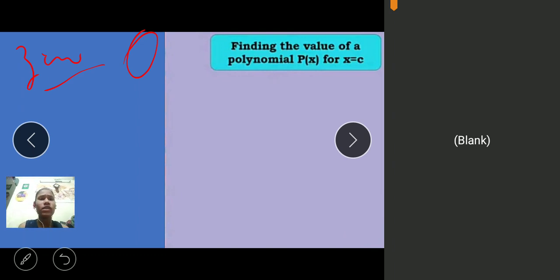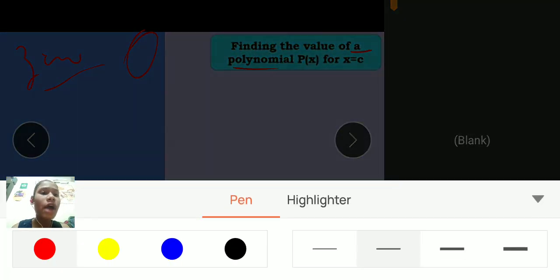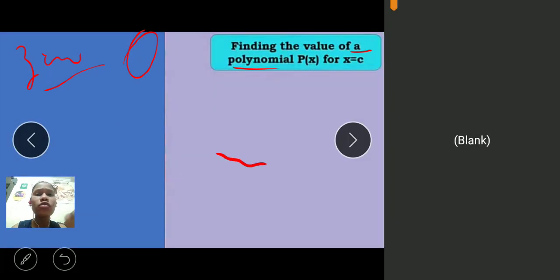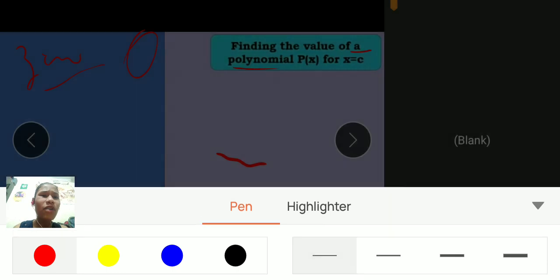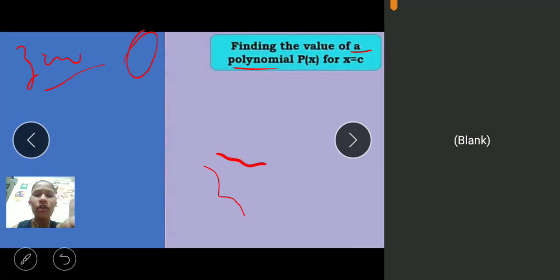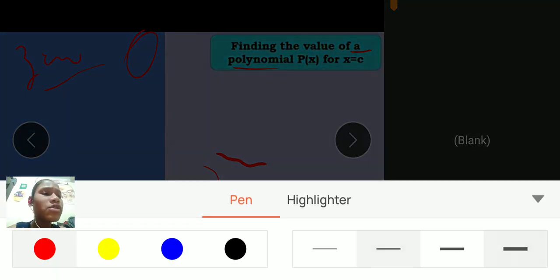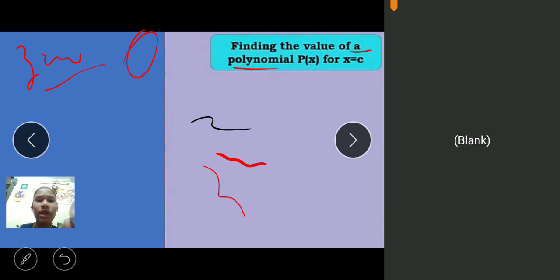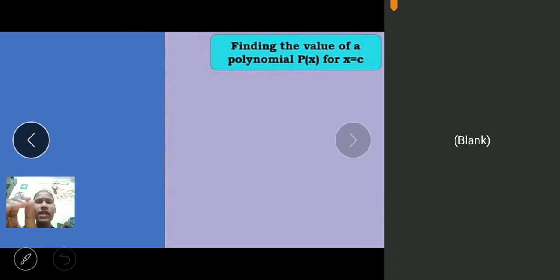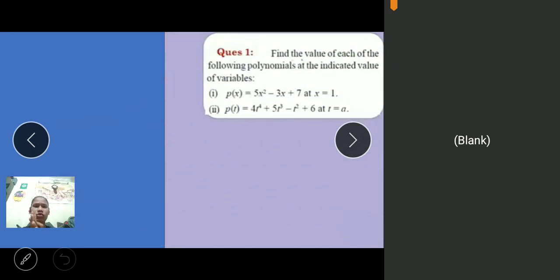So if I say to you, find the value of a polynomial p(x) for x is equal to c, are you able to understand what I want to say? I hope you do, but some students may not understand it. So first, let me go to another slide to explain.